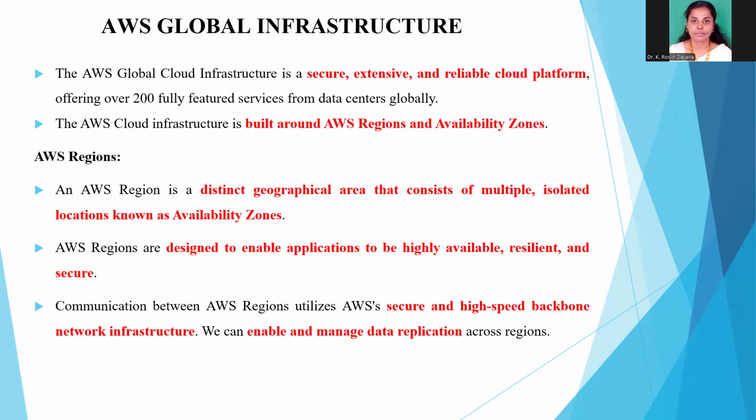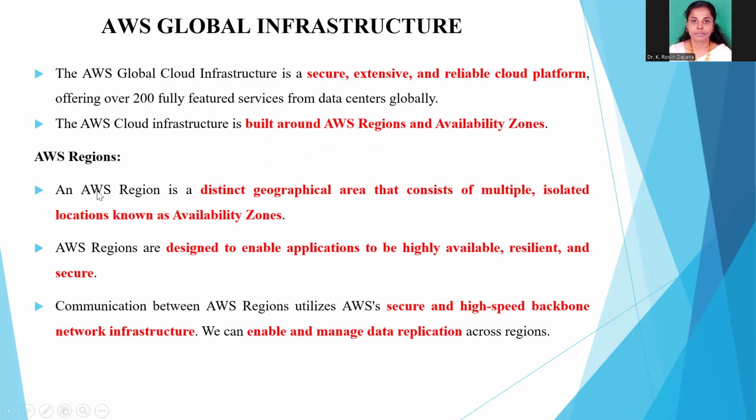In AWS Global Infrastructure, what it is you should know. It is a secure, extensive, and reliable cloud platform. It offers over 200 fully featured services from data centers globally. The AWS global cloud infrastructure is built around AWS regions and availability zones.